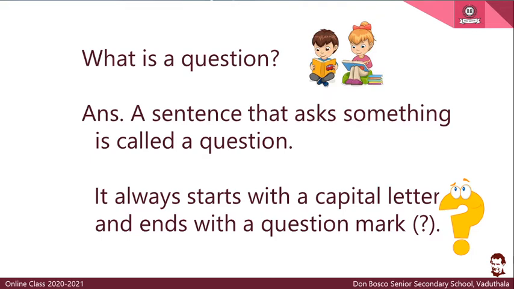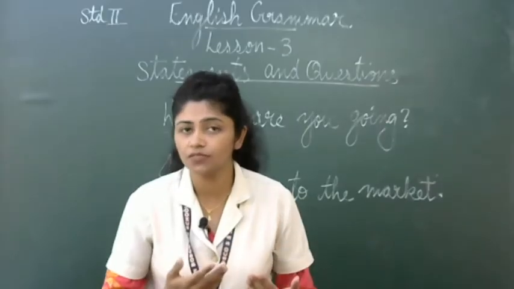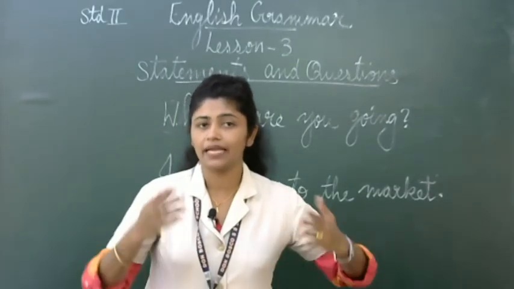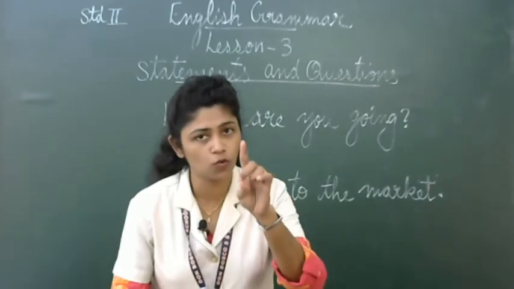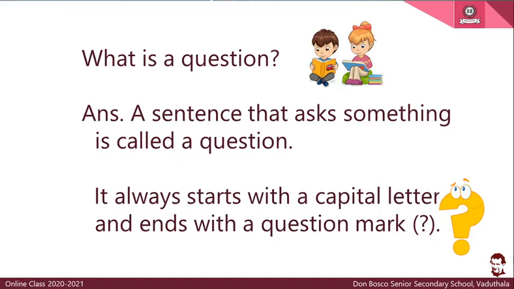What is a question? A sentence that asks something is called a question. It always starts with a capital letter and ends with a question mark. And what was the clue I gave you? You can check whether there is a WH word in the beginning. You can see do, does or did sometimes. Now let's see the examples.